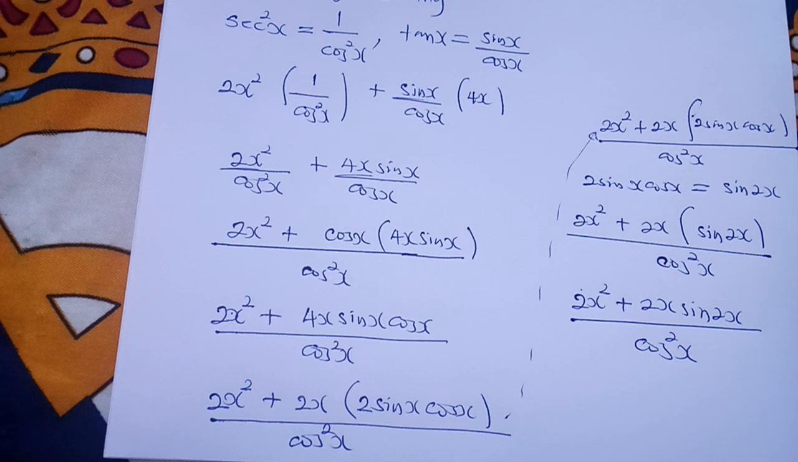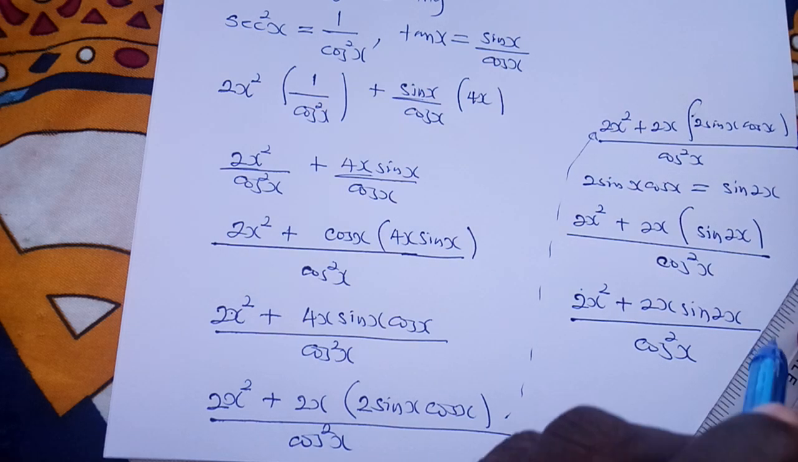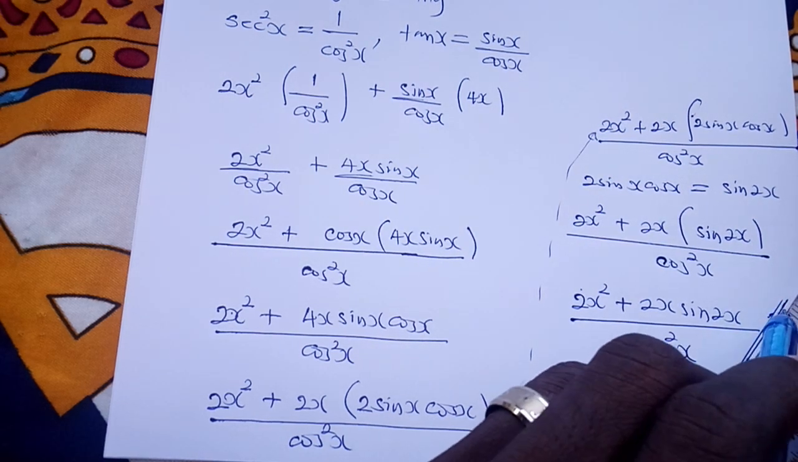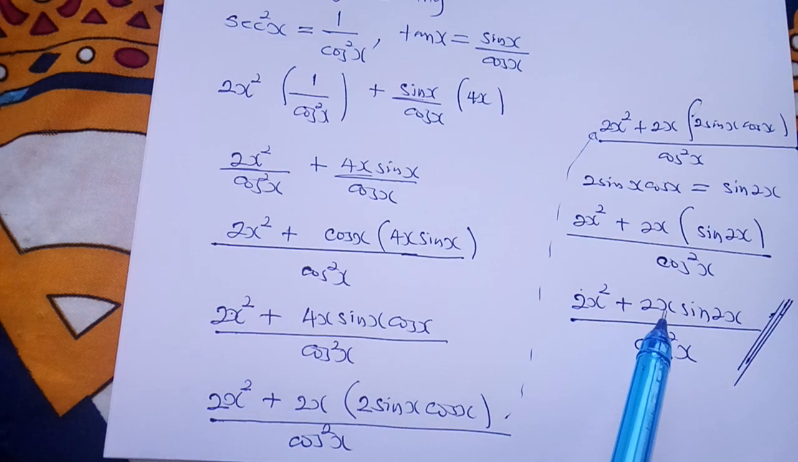So this is what we are asked to find in respect to the problem that we are given. Our answer then becomes 2x square plus 2x sin 2x divided by cos square x.